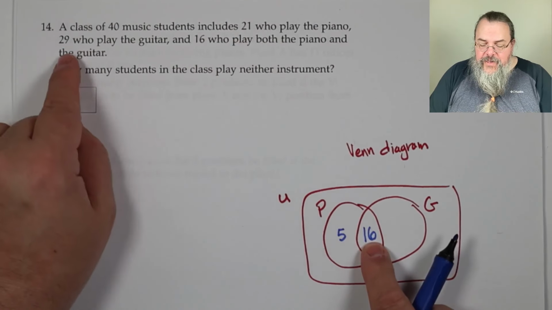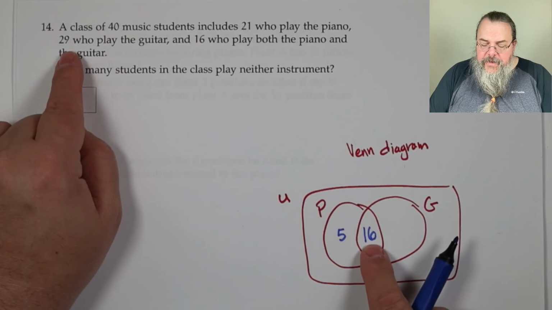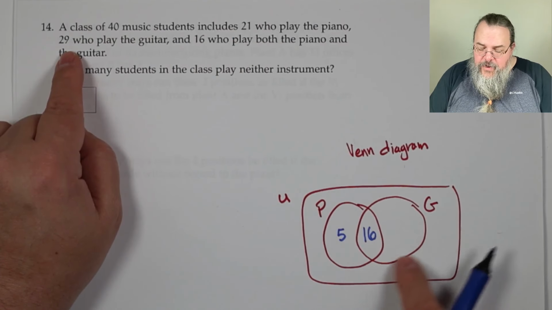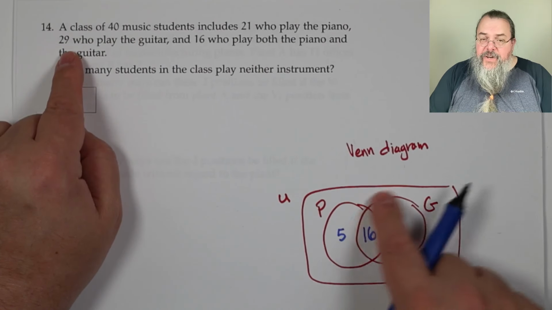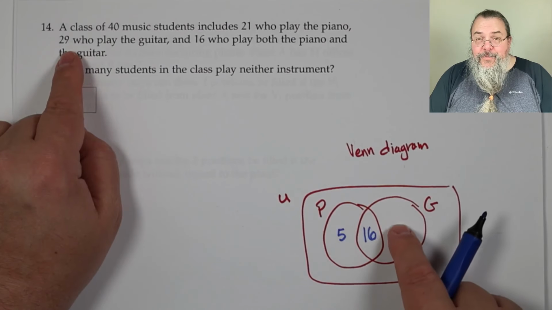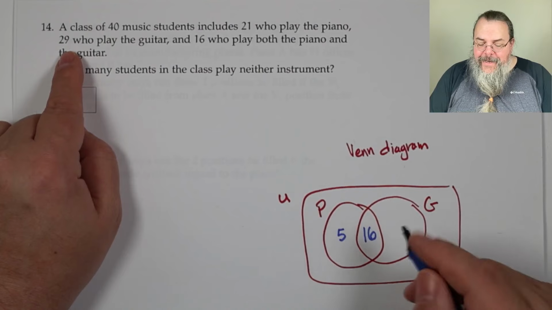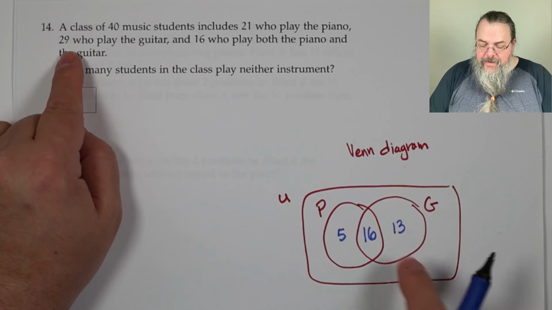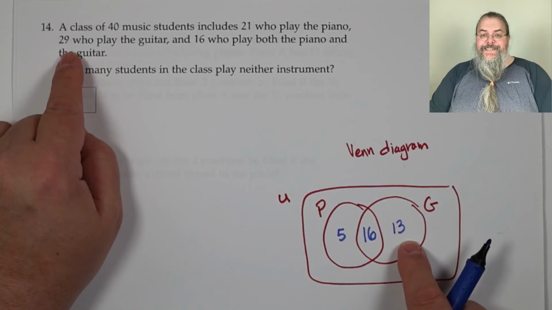On the other hand, there's the guitar, right? I have 16 people here. And here, what do I have? Well, I have a total of 29 people who play guitar. 16 have been accounted for. How many people are left to be accounted for? Answer, 13. Okay, 16 plus 13 equals 29.